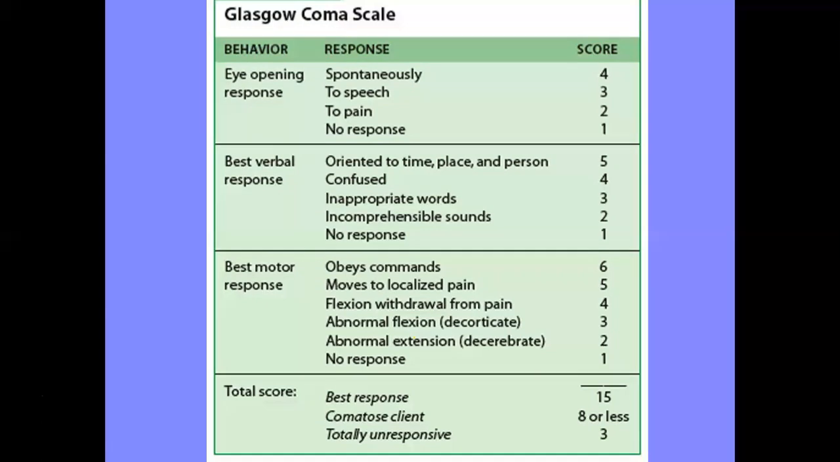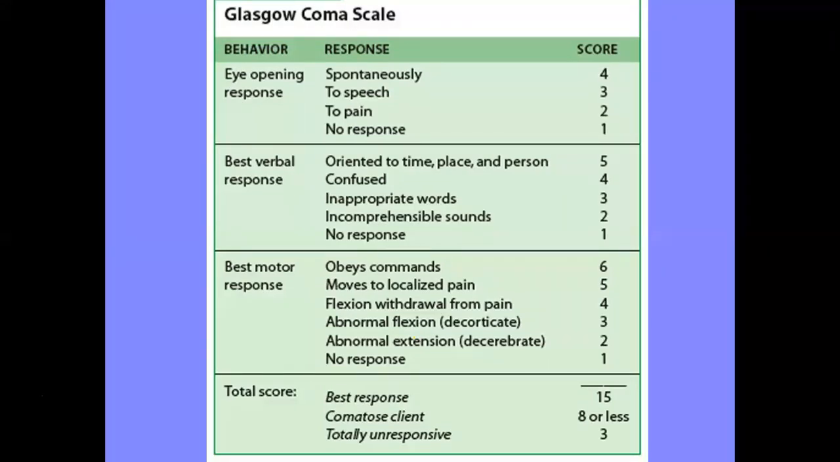There was too much confusion yesterday on the motor responses, so I'd like to clarify it again here. No response is 1. There is no 0 in the GCS, so no response is 1. If the patient produces an extensor response, that is 2. If the patient produces a flexor response, that is 3.